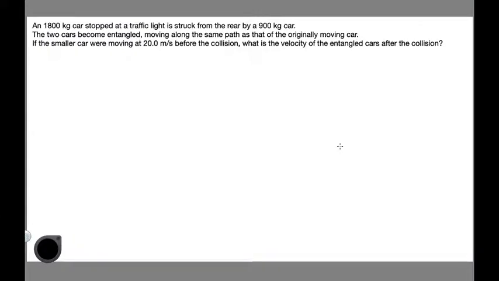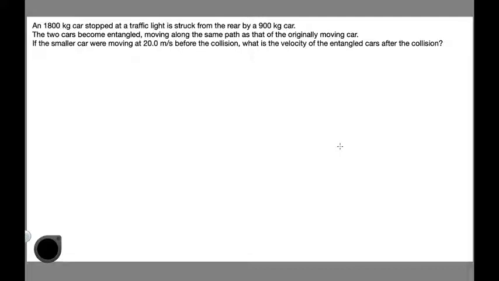Hello. So for this problem, we're going to be working on an example of inelastic collisions. In this scenario, an 1800 kilogram car stopped at a traffic light is struck from behind by a 900 kilogram car. After the collision, the two cars are stuck together and they move along the same path as the originally moving car. And we want to find the velocity of the entangled cars after the collision, provided that the smaller car was moving at 20 meters per second.